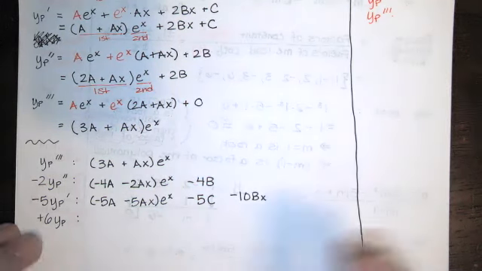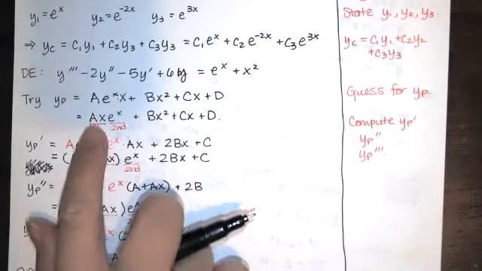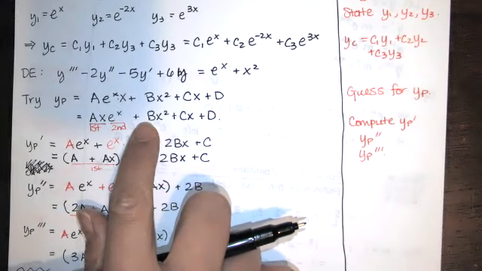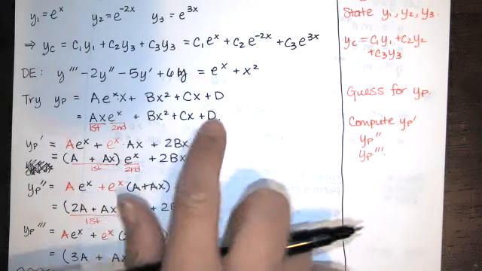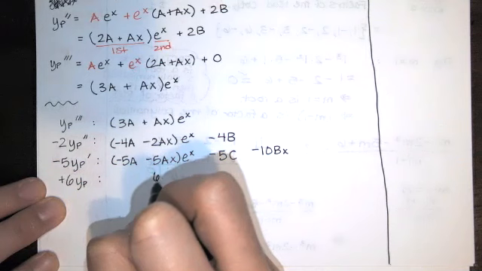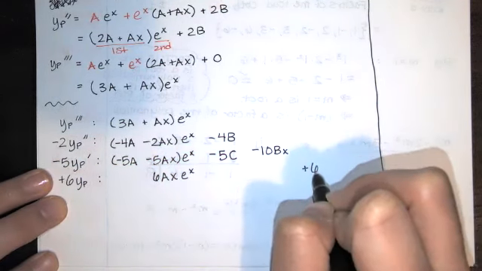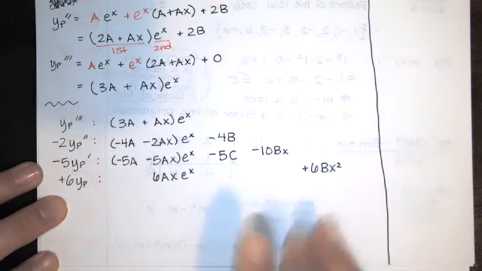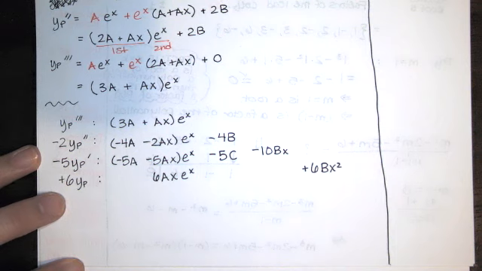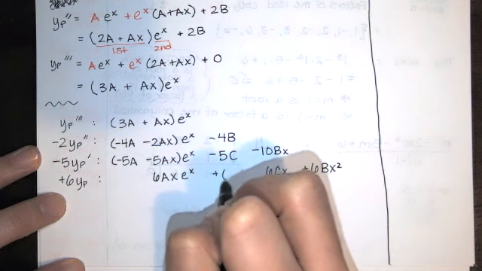Now I want 6 times y sub p, and remember our initial guess for y sub p was right here. So I need 6 of these. So I need a 6ax e to the x plus 6bx squared plus 6cx plus 6d. So I had a 6bx squared. There's no other x squared term, so I'm putting my own column in over there. Then we had a 6cx and a 6d.